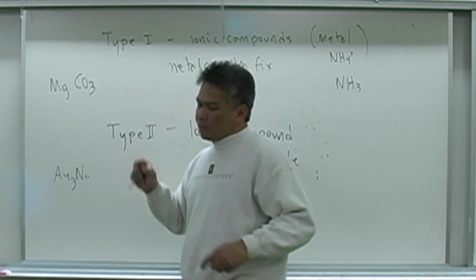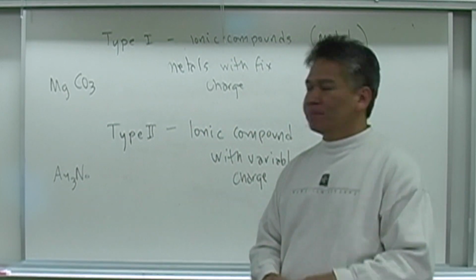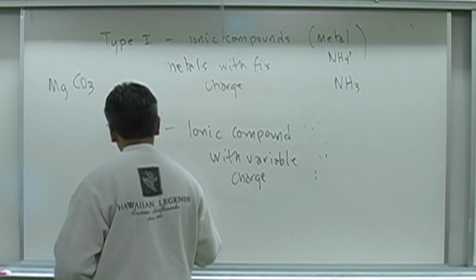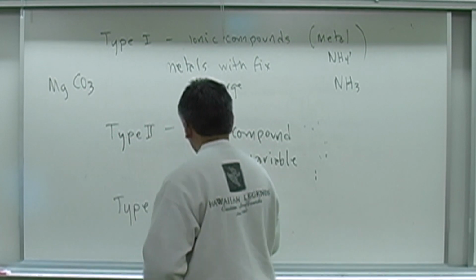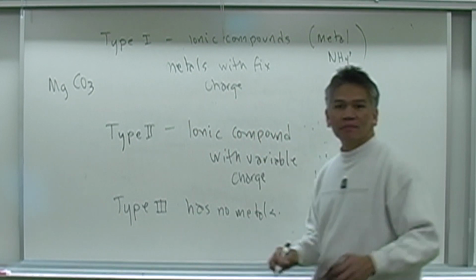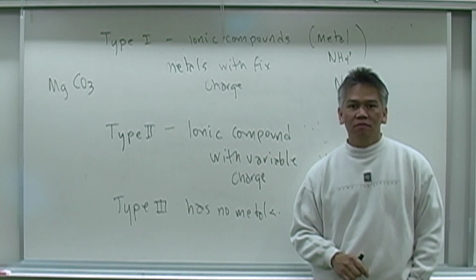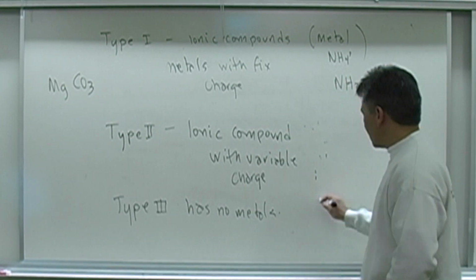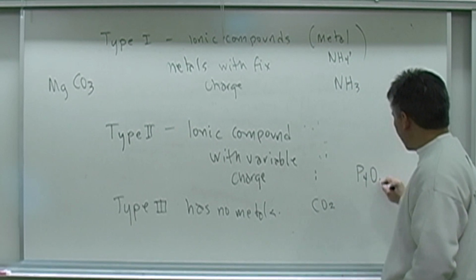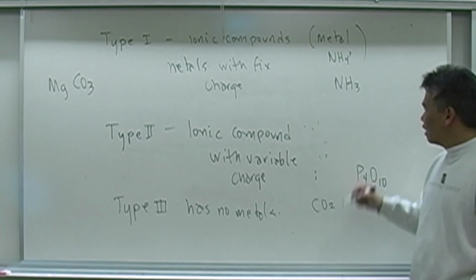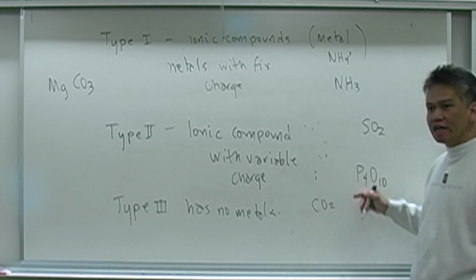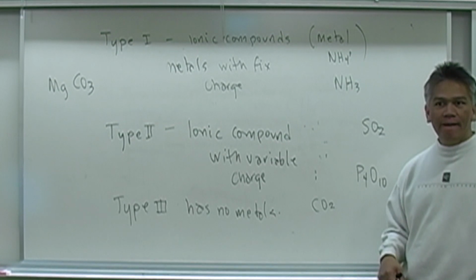Now, the last category is type 3. And type 3 is easy because type 3 has no metals. Non-metals. Carbon dioxide is type 3. P4O10 is type 3. SO2 is type 3. None of these elements in here are metals.